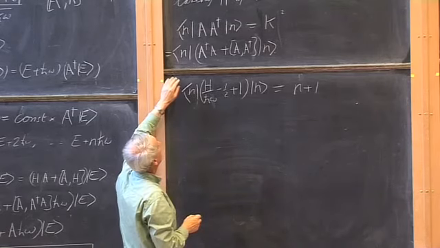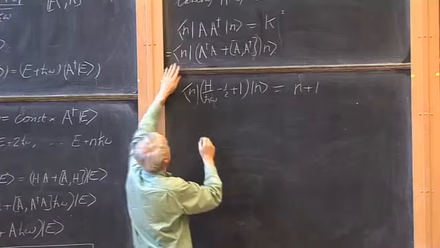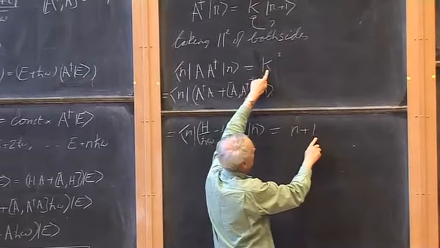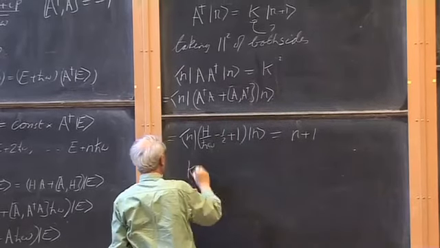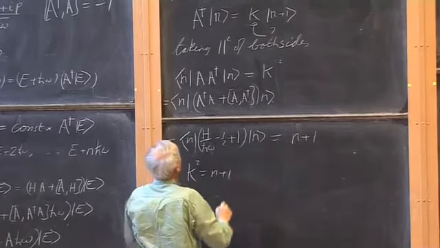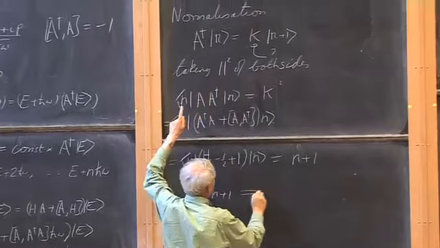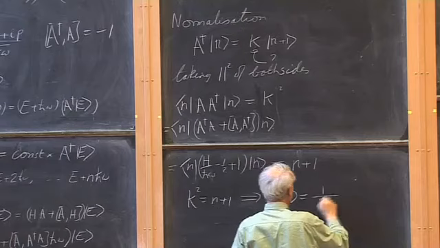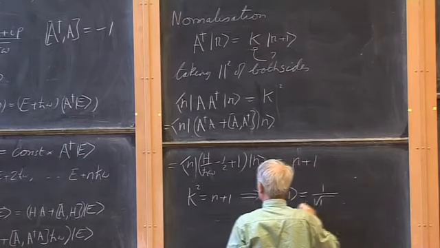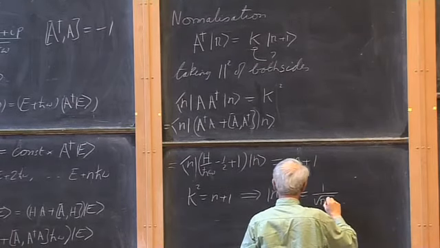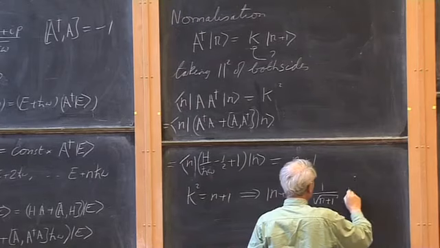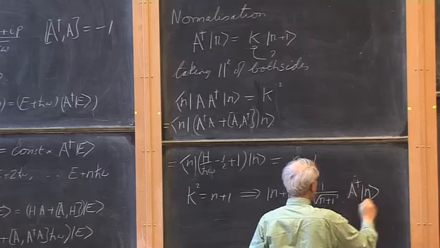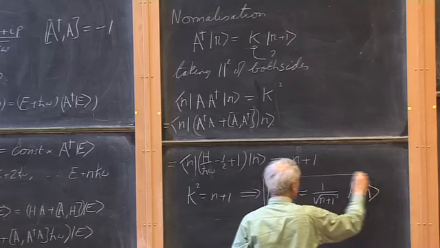So what follows this? Comparing this with this, we find that k squared is equal to n plus 1. Going back to up there, we have that square root of n plus 1 is equal to 1 over the square root of n plus 1 of a dagger operating on n. This is a very important equation.